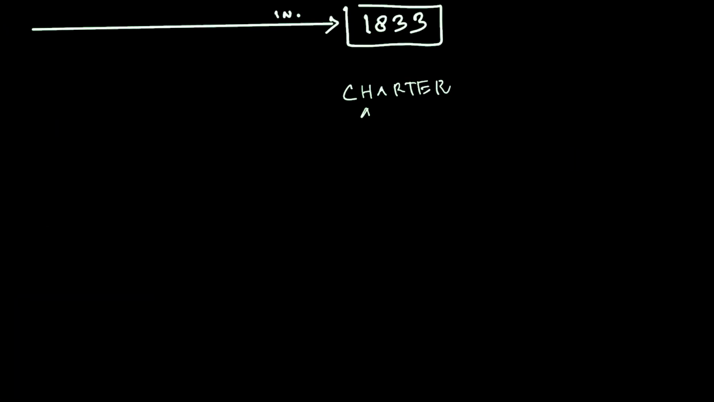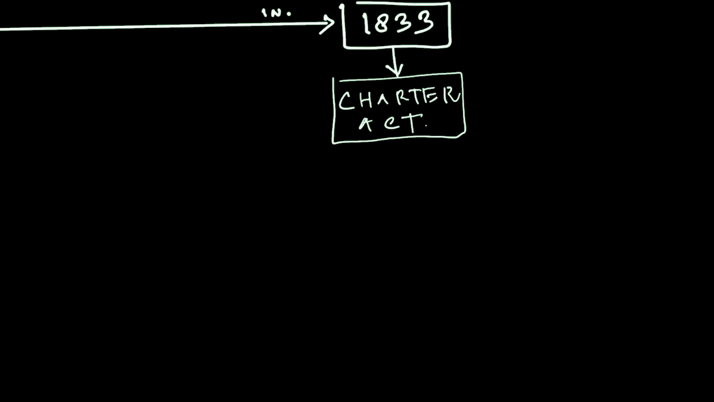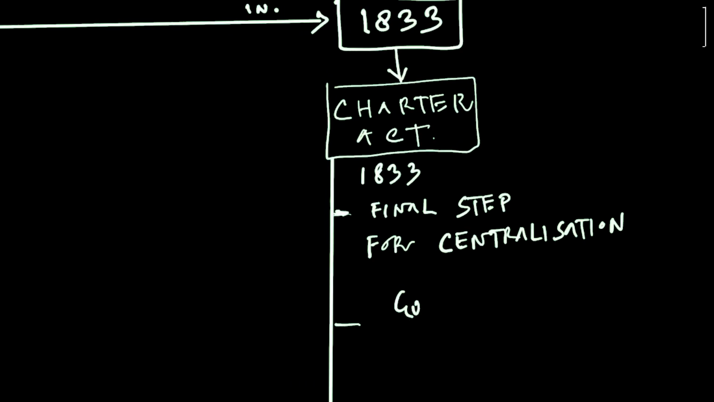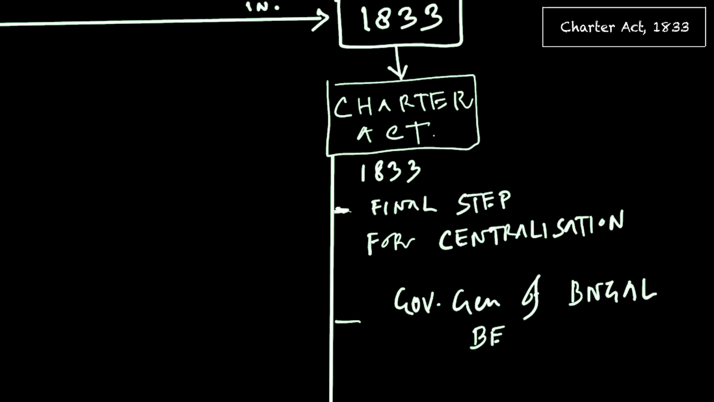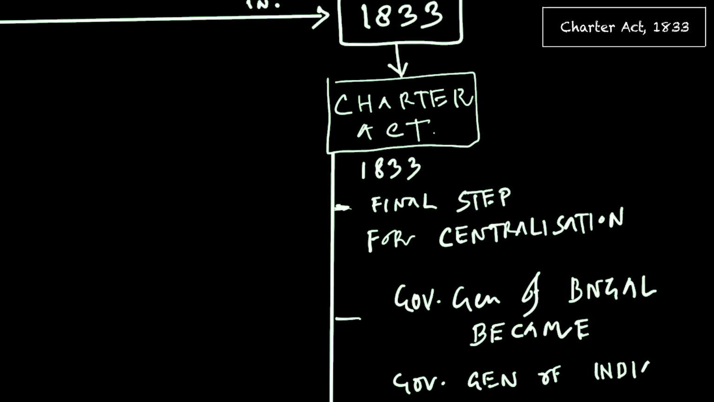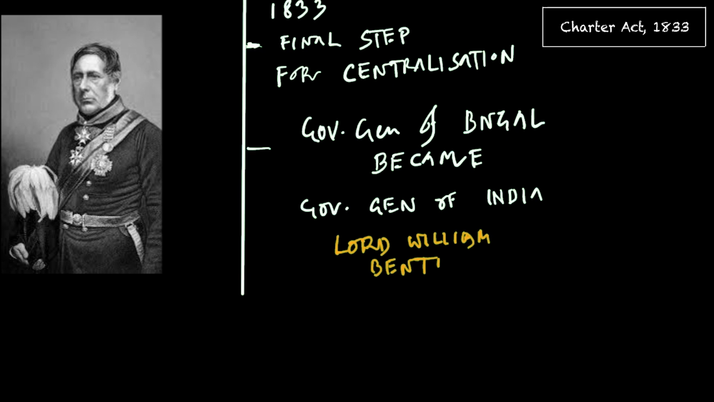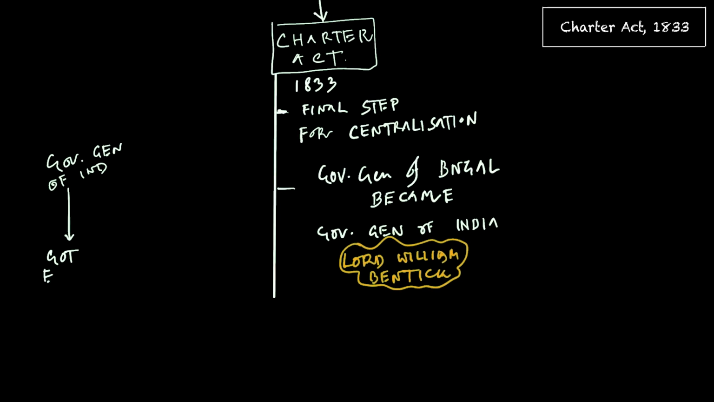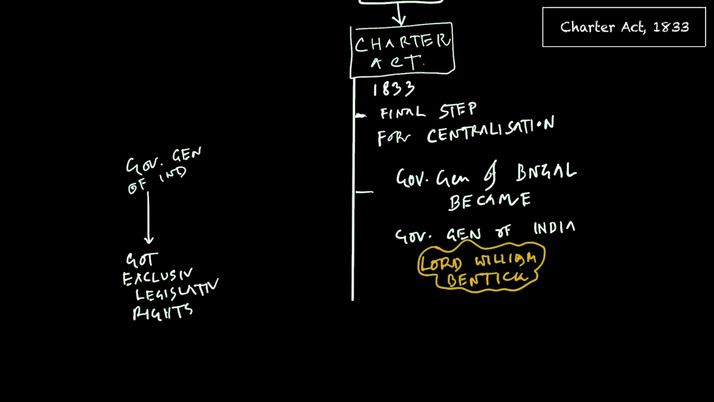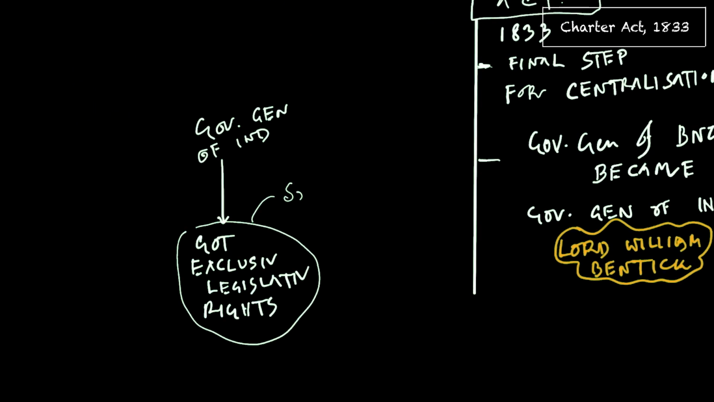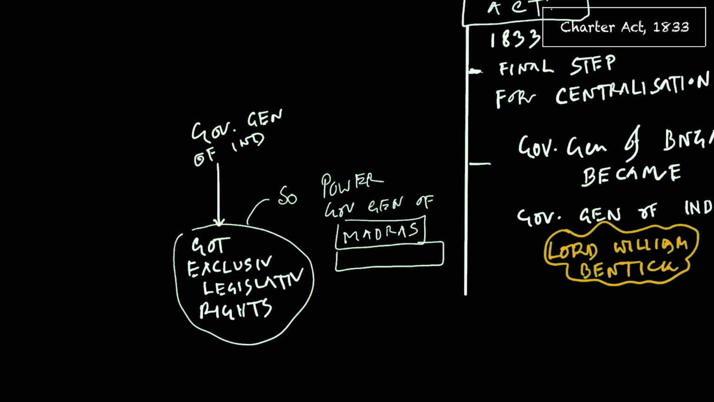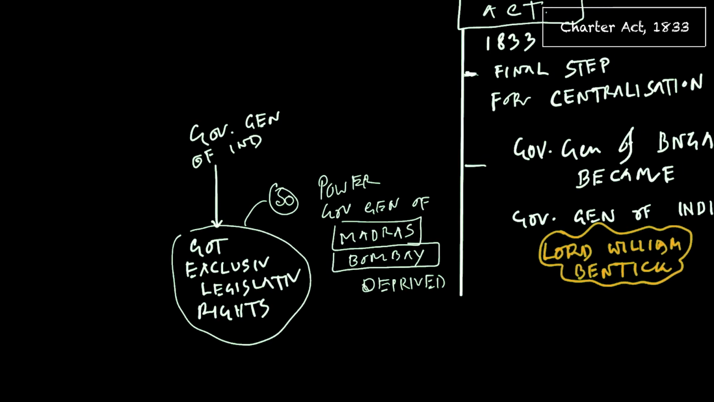Charter Act of 1833. Now, this act came as the final step towards centralization in British India. It made the Governor General of Bengal the Governor General of India and vested in him all the civil and military powers. Lord William Bentinck became the first Governor General of India. The Act also deprived the Governors of Bombay and Madras of their legislative powers. The Governor General of India was given exclusive legislative powers for the entire British India.